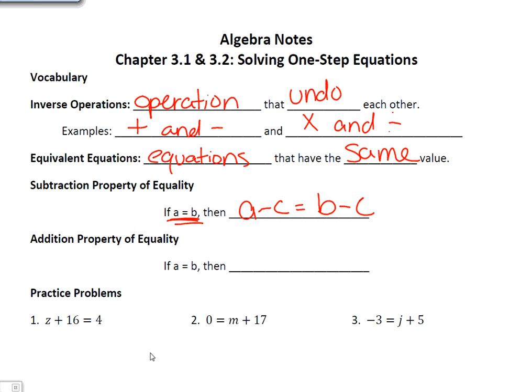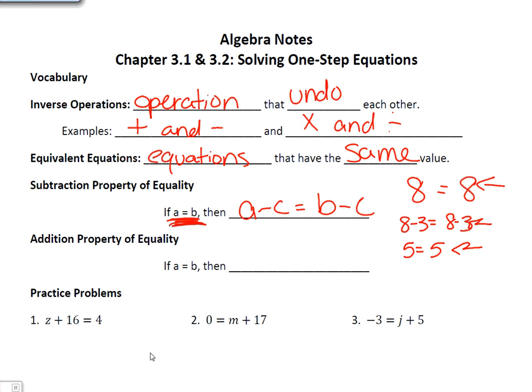So what that means is that if A and B are the same, then if I subtract the same thing from both sides, I'll end up with the same answers again. So for example, let's say I have 8 equals 8. Okay? If I subtract, let's say 3 from both sides, 8 minus 3 is 5, 8 minus 3 is 5. So what it's saying is if A equals B, I can subtract the same thing from both sides and end up with an equivalent equation.